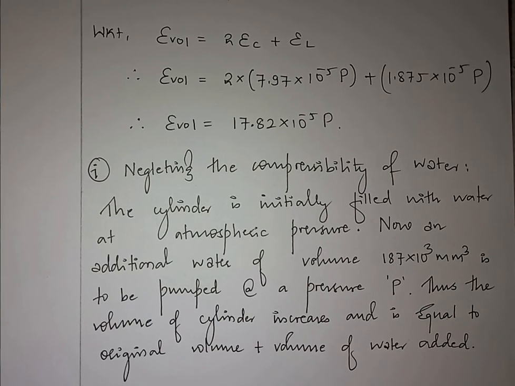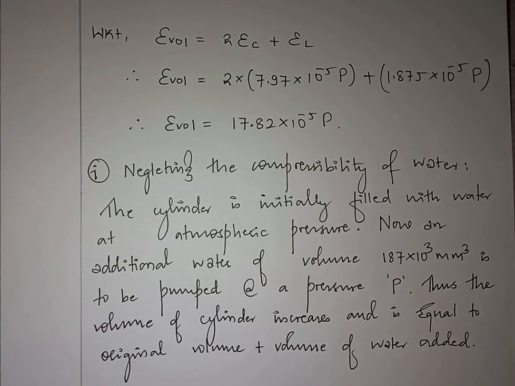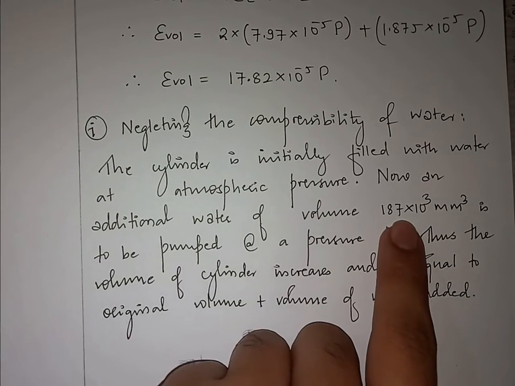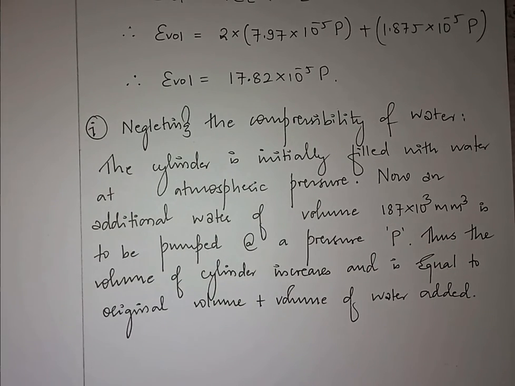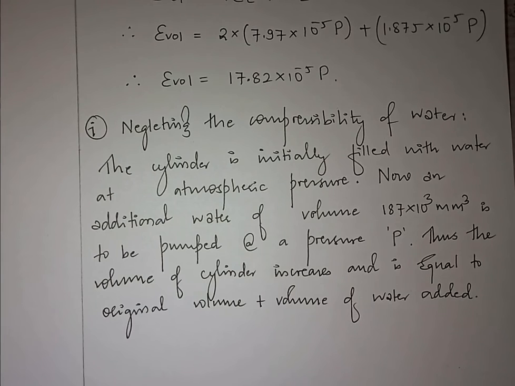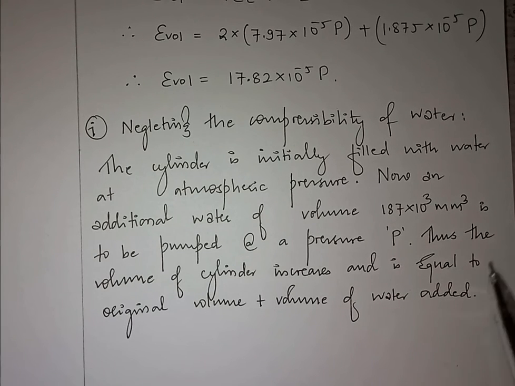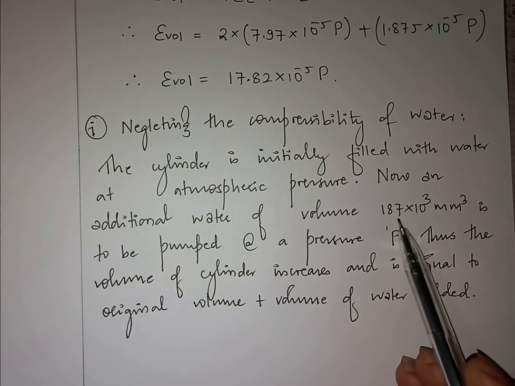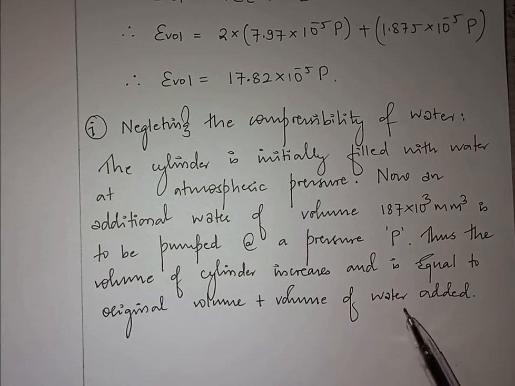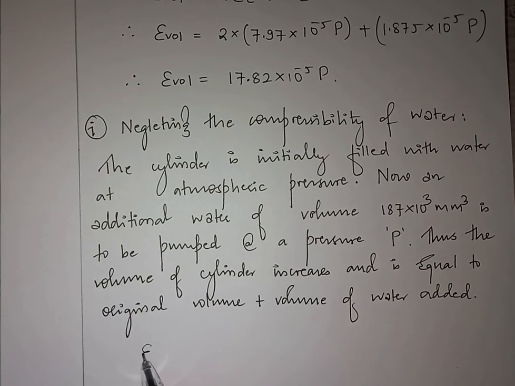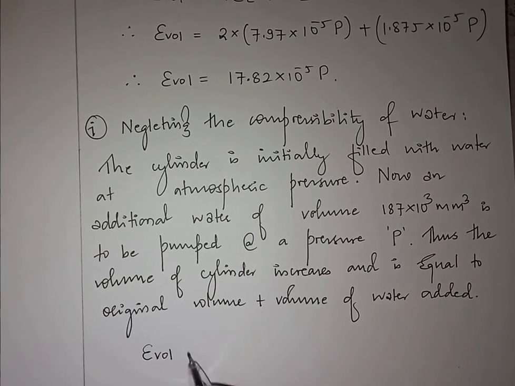So now volumetric strain. Just because you are adding this additional volume, the volume of the cylinder is going to change. Initially the volume was pi by 4 d square L. So when you are adding certain water into this, the volume is increasing. So when the volume is increasing, I need to consider volumetric strain, which gives me change in volume.